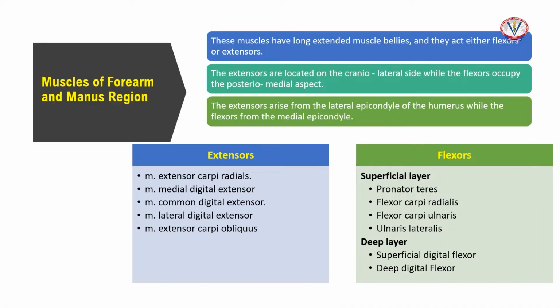The extensor muscles are the extensor carpi radialis, medial digital extensor, common digital extensor, lateral digital extensor, and extensor carpi obliquus, while the flexor muscles include the pronator teres, flexor carpi radialis, flexor carpi ulnaris, ulnaris lateralis, superficial digital flexor, and the deep digital flexor.